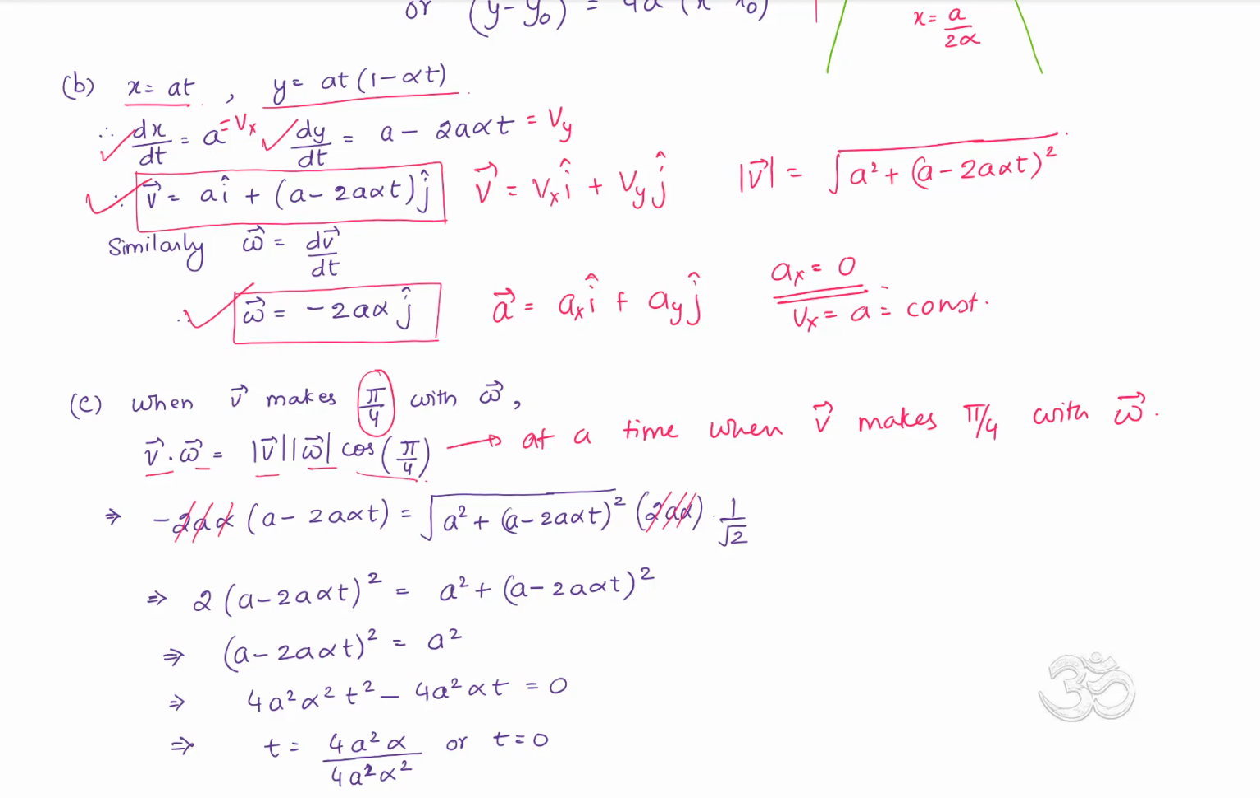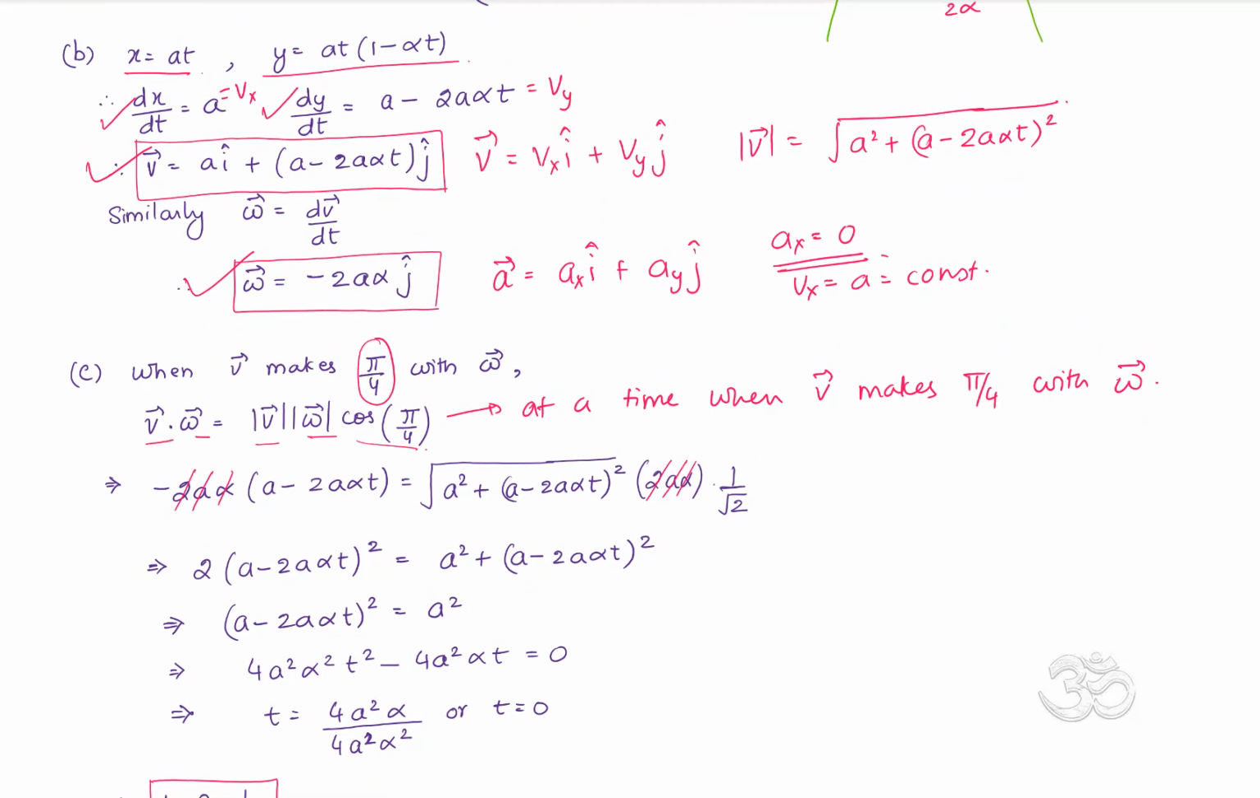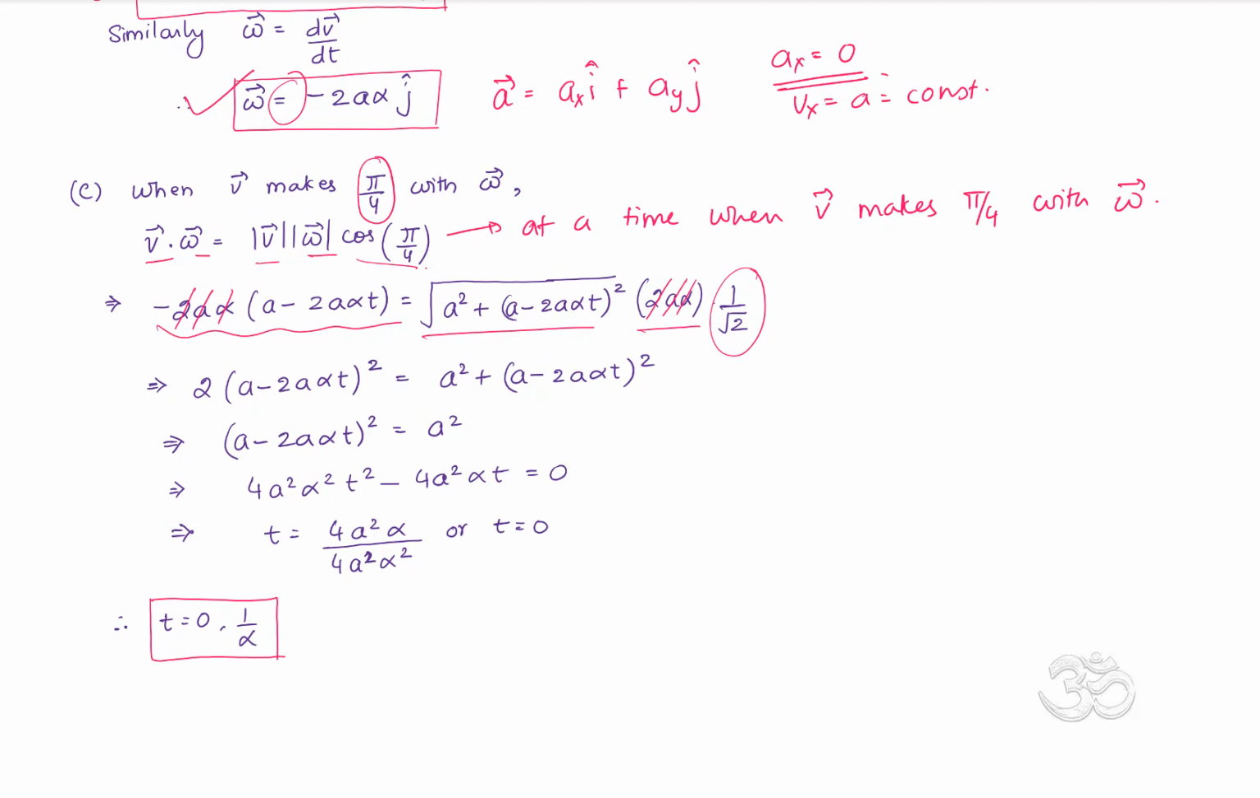So if you have a look at this equation, we can say that v dot omega will be the dot product of only their j components. The i components will give you 0 because the omega expression does not have an i component. And mod v mod a cos of 45 degrees, that is 1 by root 2. Solving this equation will give us t is equal to 0 or t is equal to 1 by alpha. So there are two values of time that we obtain, and at these two values of time v and omega will be at 45 degrees to each other.